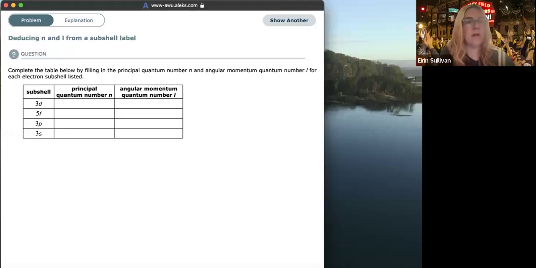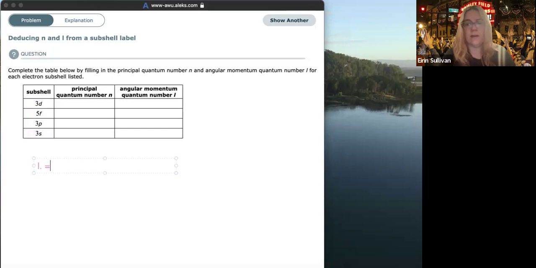Deducing N and L from a subshell notation. So these guys right here are what's called subshell labels, okay? And they all take the format of N, then L. N, the principal quantum number, is a number, and then L is given as a letter. So you need to know your letter designations for L.